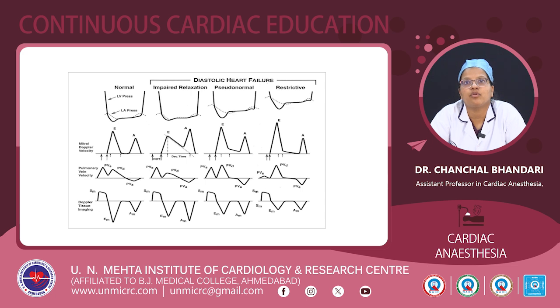So as the grade progresses, from impaired relaxation to the restrictive pattern, initially the E/A ratio is less and the deceleration time is increased, but as the disease progresses, or in restrictive cardiomyopathy, there is an increase in the E/A ratio and a decrease in the deceleration time, and there is blunting of the S wave in the pulmonary vein Doppler.